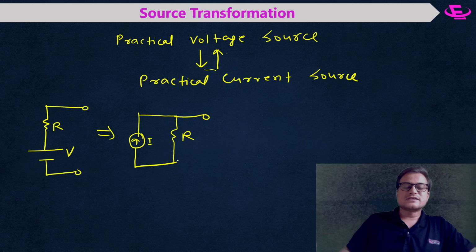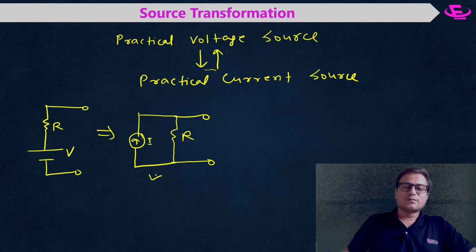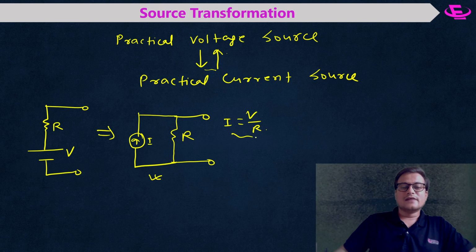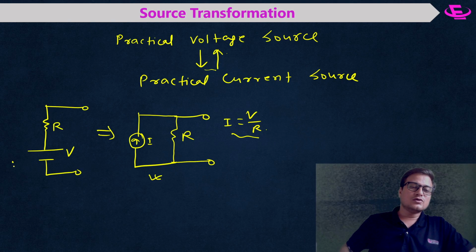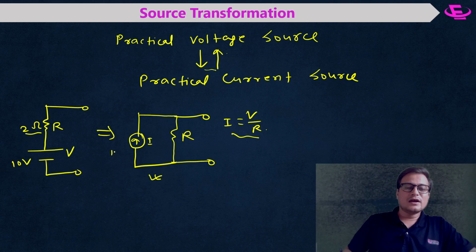Now this is the supply terminal. So this is the practical current source. Now for this practical current source, what is the value of current? The current value will be V by R. That means a circuit is given to you. Suppose 10 volt is the voltage, 2 ohm is the resistance. So here the value of I will be 10 divided by 2, that means 5 ampere. And resistance value will be fixed as 2 ohm.